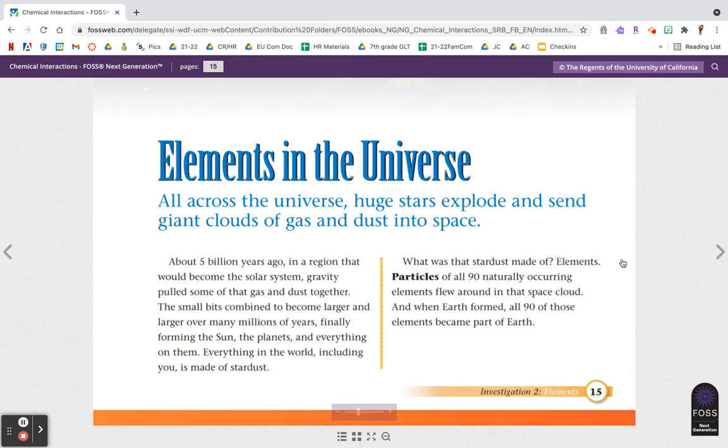What was that stardust made of? Elements. Particles of all 90 naturally occurring elements flew around in that space cloud. And when Earth formed, all 90 of those elements became part of Earth.